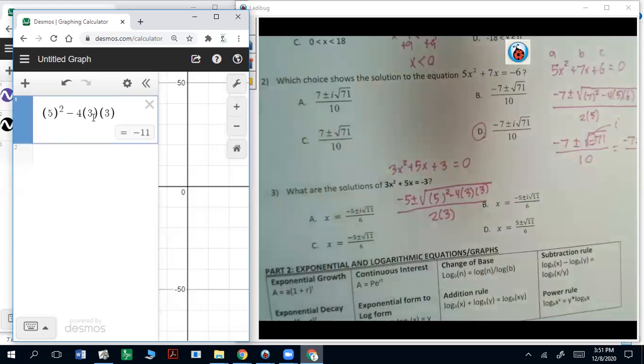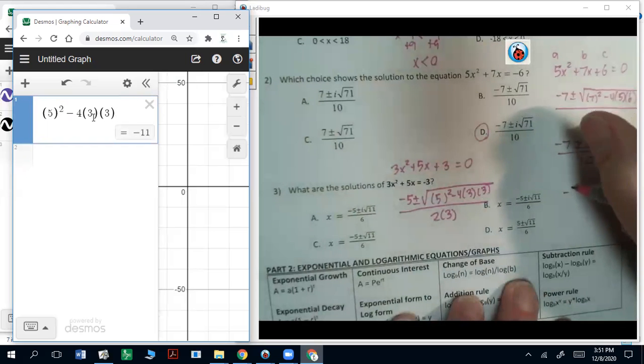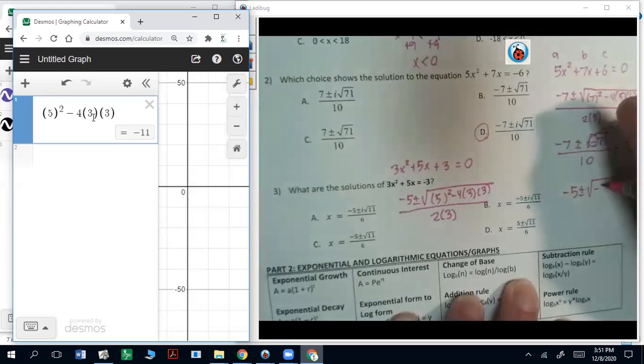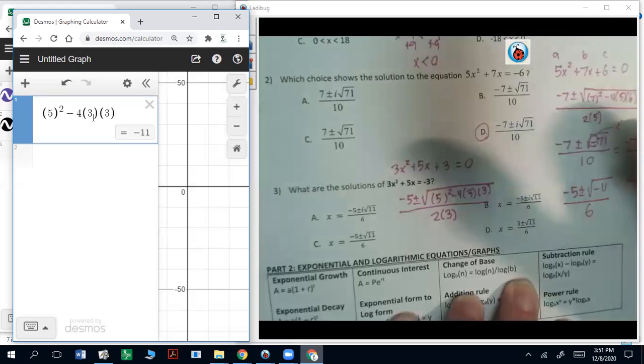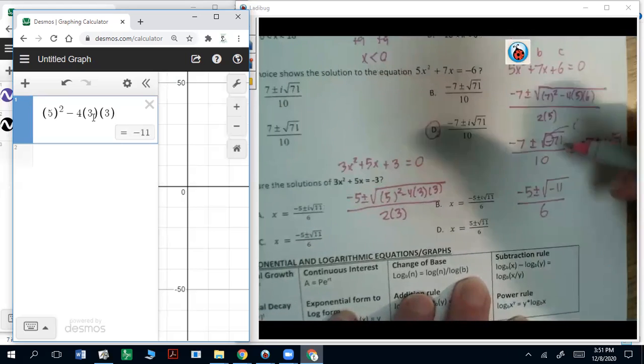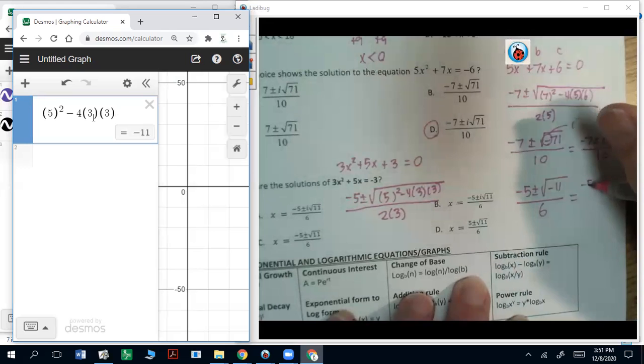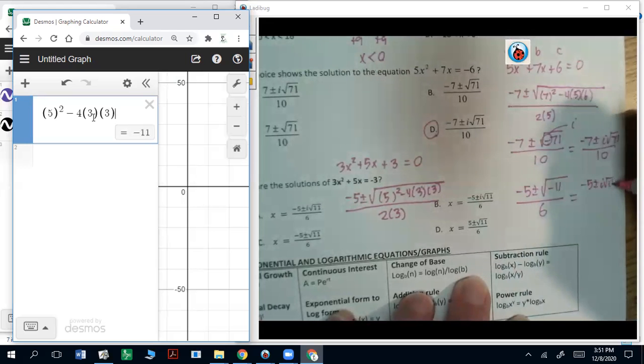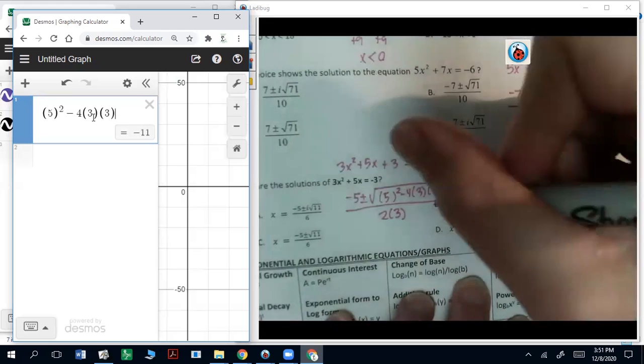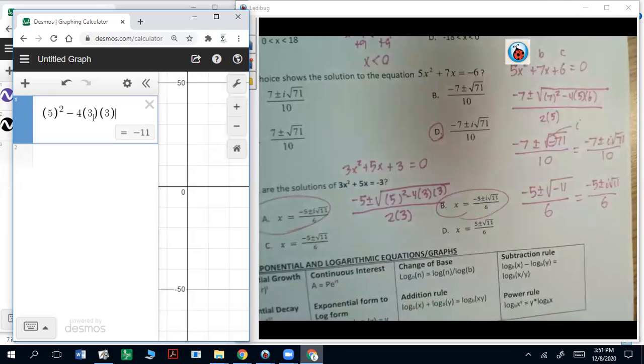So that is -11. So -5 plus or minus the square root of -11 over 6. Again, just like the previous problem, if you see a negative, pull the i out. And well, these are both the same, so either one of those is fine.